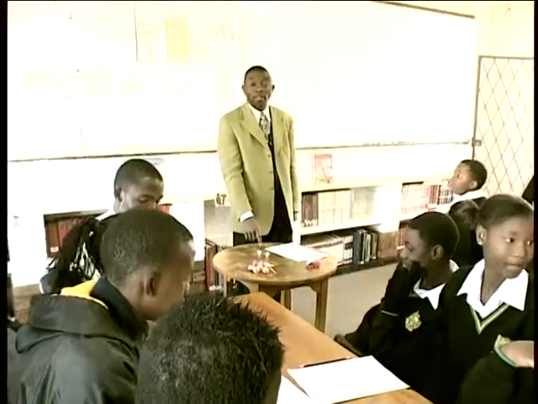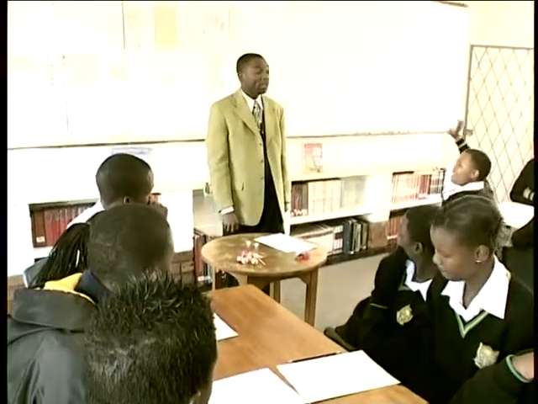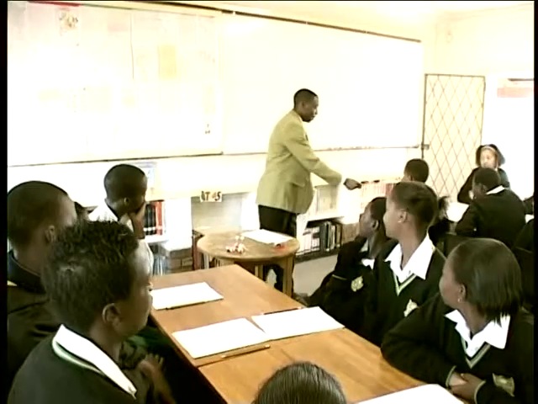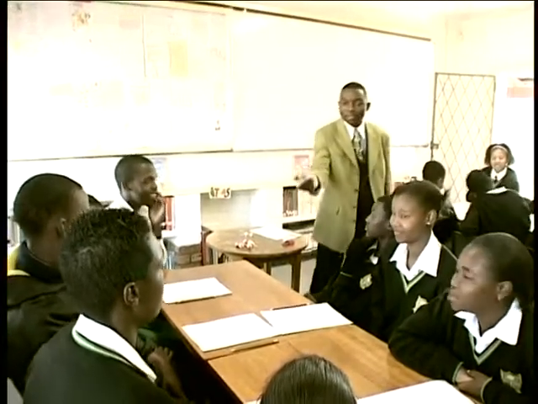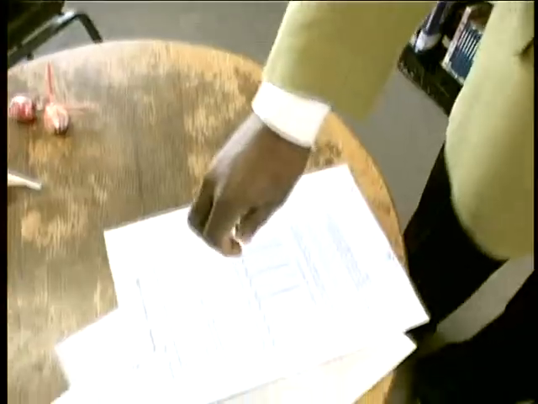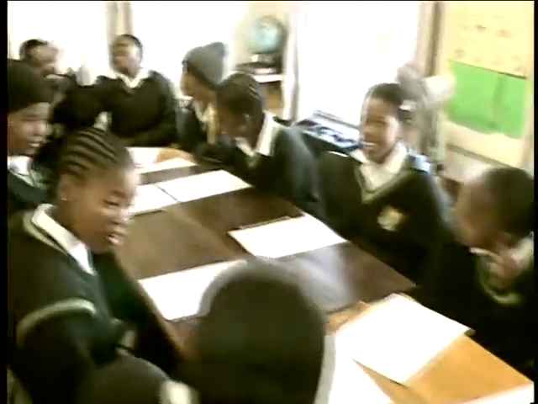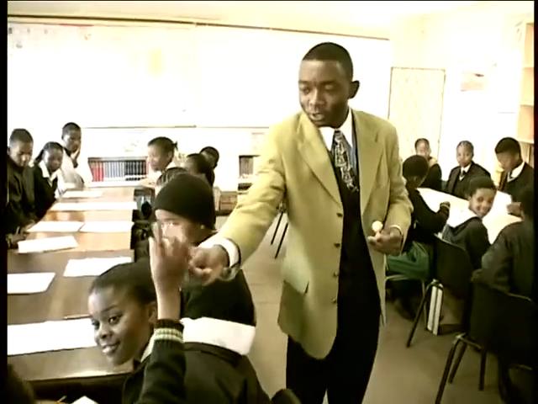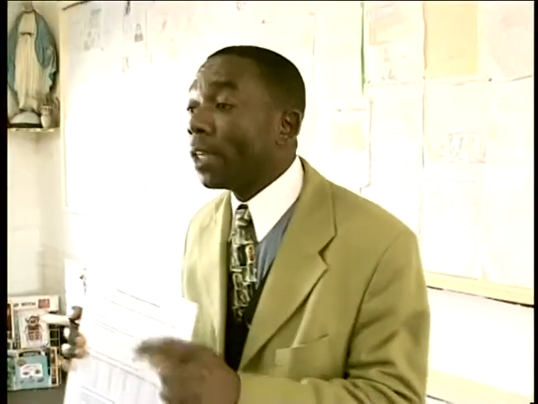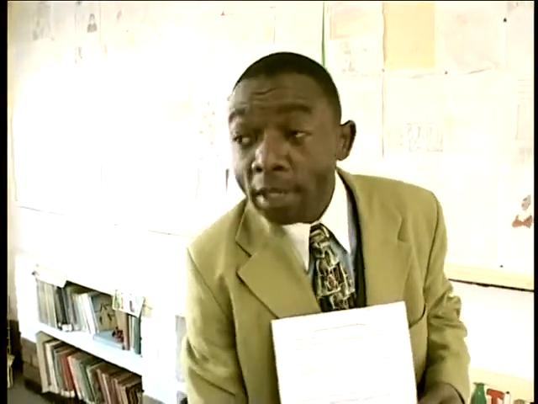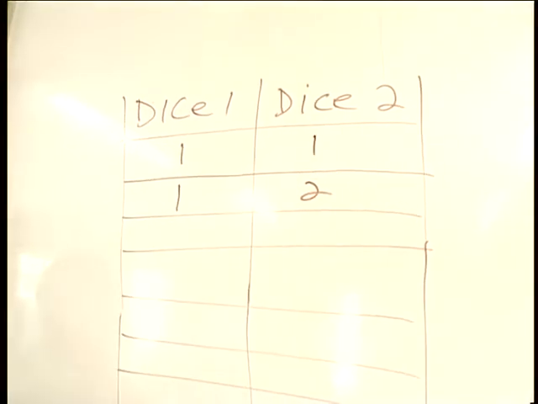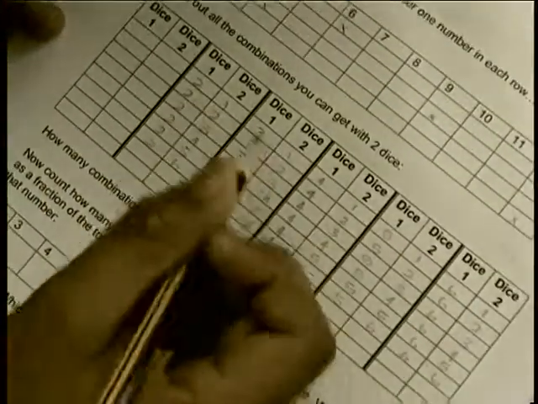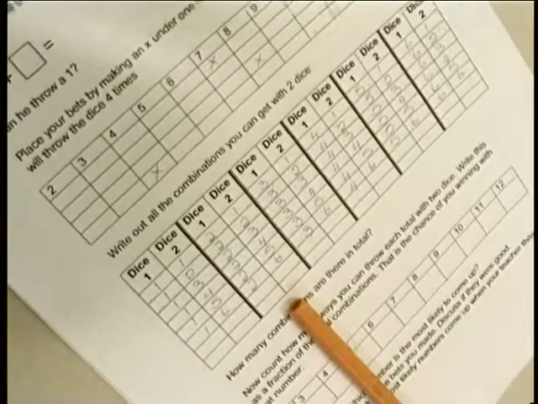And 5. What's the total? 7. Who got 7? Each time Jean throws the dice, a lucky winner wins a prize. Jean asked the learners to determine all the combinations you could throw if you used 2 dice. I can have 1 on dice 1 and 2 on dice 2. And that's what you will do and fill in the table here. Can you count and tell me how many possibilities there are?